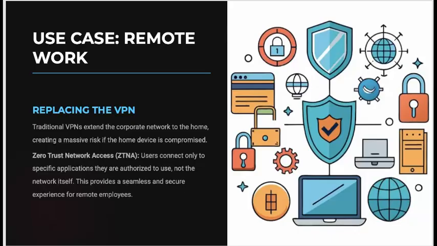Zero Trust network access is a successor. Instead of granting network access, it grants access only to the specific application requested. The connection is peer-to-peer and encrypted. The user connects to the Zero Trust network platform. The platform verifies the identity and device health, and then connects them to the requested SaaS application or internal web app. This provides a more secure and often faster user experience.